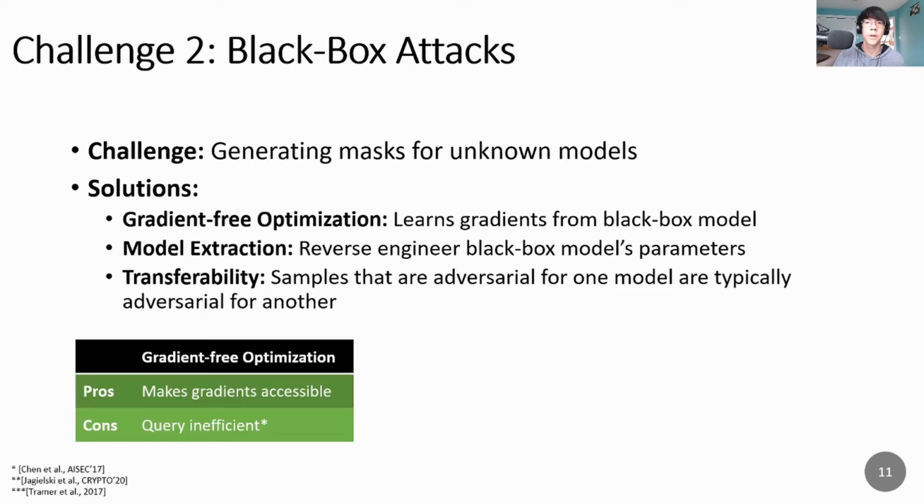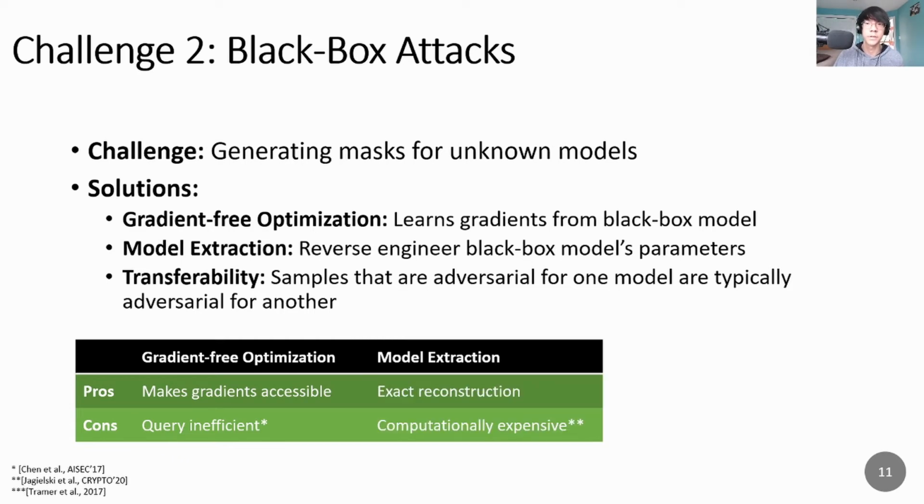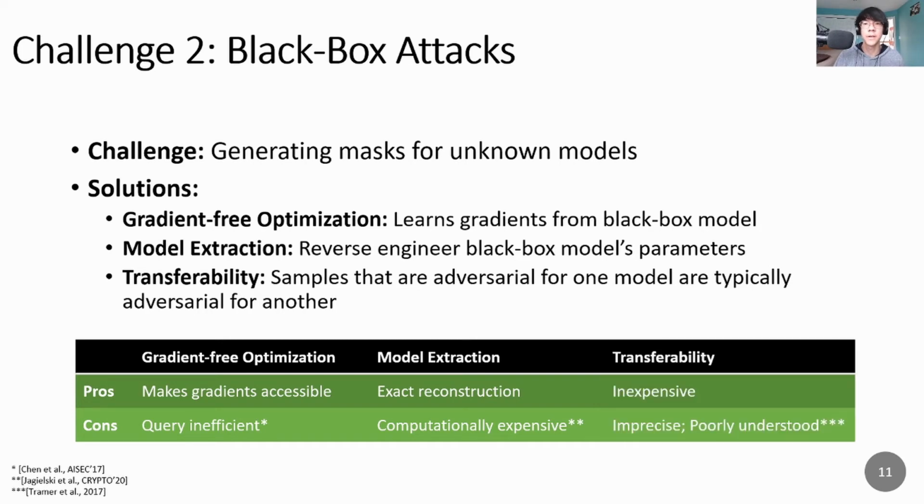Learning gradients through black box techniques is often query inefficient, as demonstrated in prior work. Model extraction is unfortunately computationally expensive for complex models. In addition, models are sometimes updated, requiring continual extraction. So these two approaches are not very practical. Instead, we transfer the masks we generate in the white box scenario over to unknown models. However, transferability itself is not a precise science and is still not yet well understood.